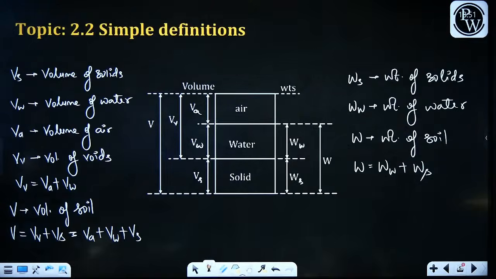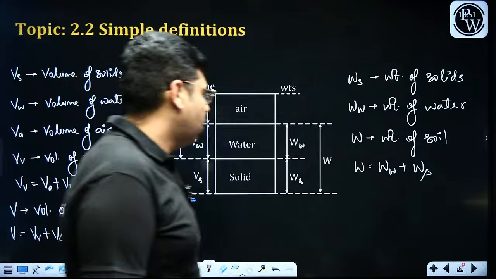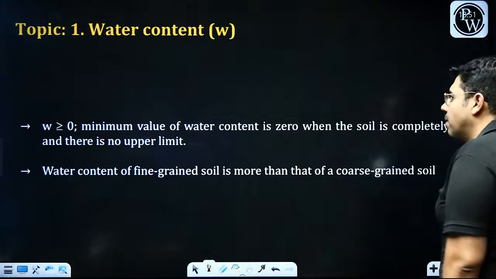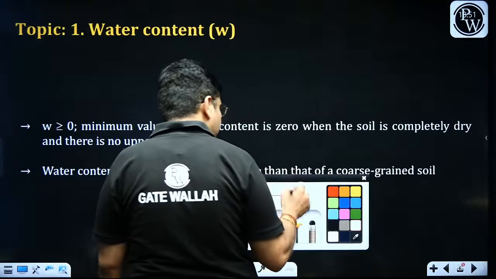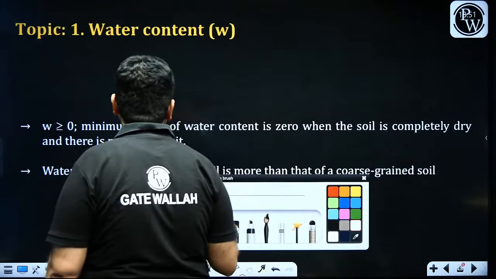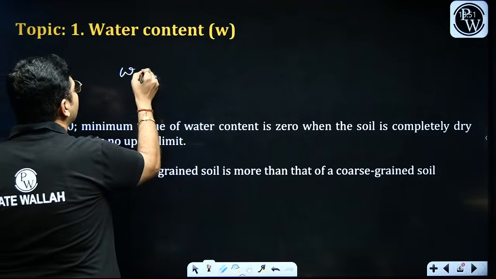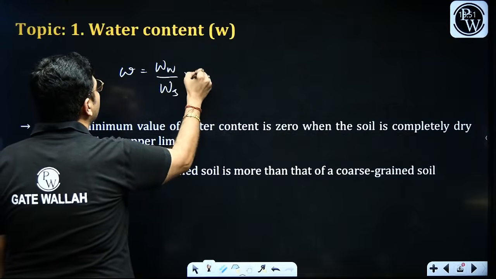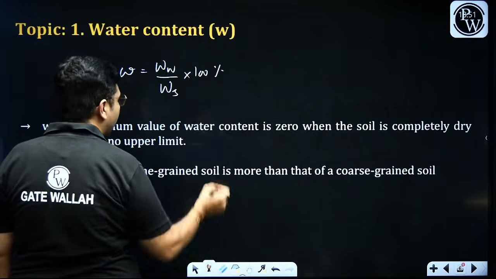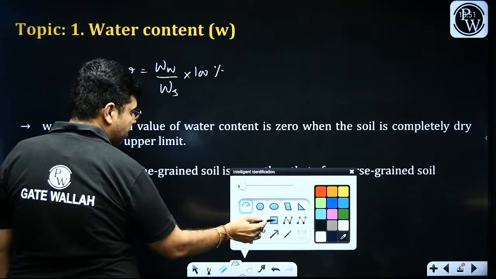Let's see beyond this. The first definition is water content. How do you define water content for soil? Water content is nothing but weight of water to weight of solids. You multiply it by 100, you will get your answer in percentage.